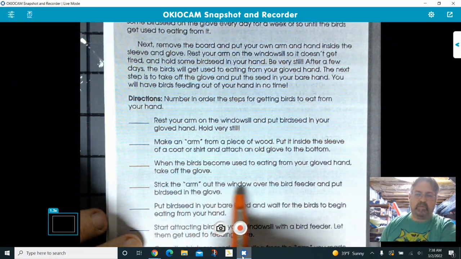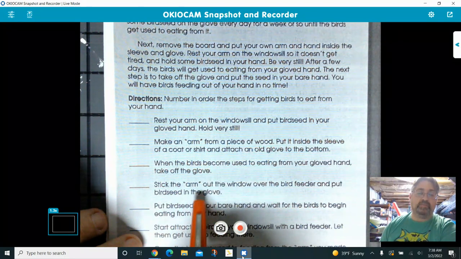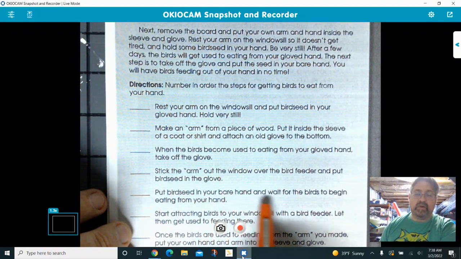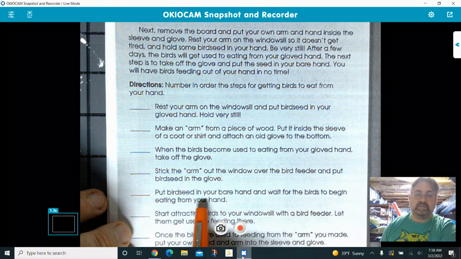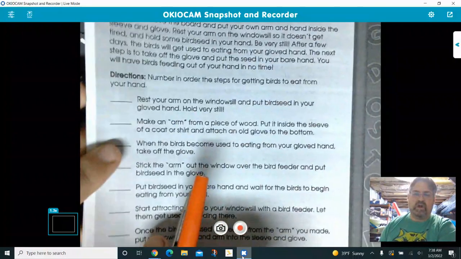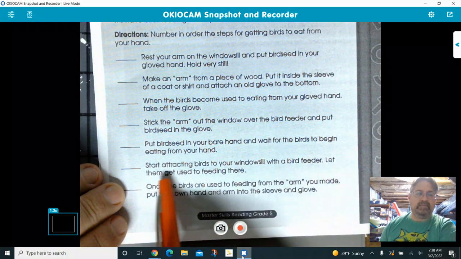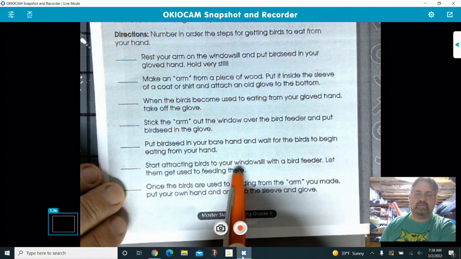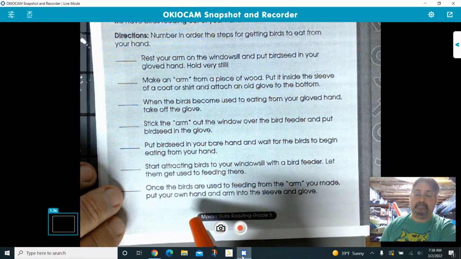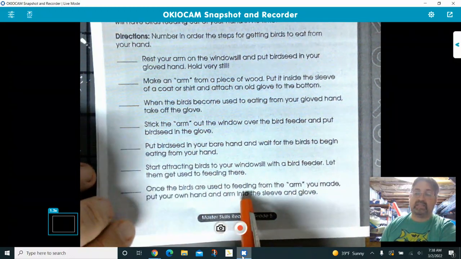Stick the arm out the window over the bird feeder and put birdseed in the glove. You have to make the arm before you can put it out the window. Put birdseed in your bare hand and wait for the birds to begin to eat from your hand. It's one of our last steps. Start attracting birds to your window with a bird feeder. Let them get used to feeding there. I would probably try that before I made that arm. Once the birds are used to feeding from the arm you made, put your own hand and arm inside the sleeve and glove.